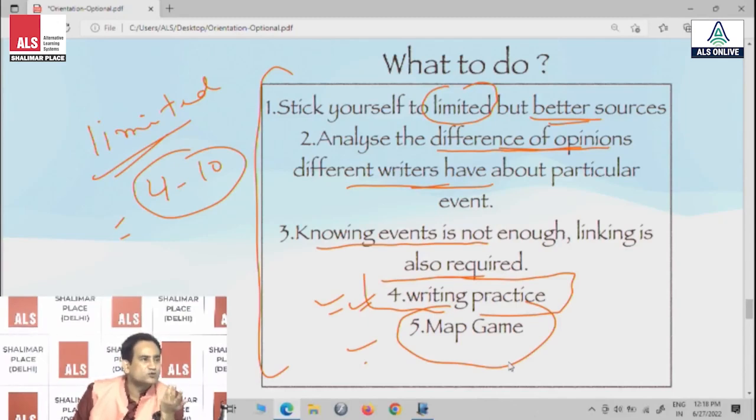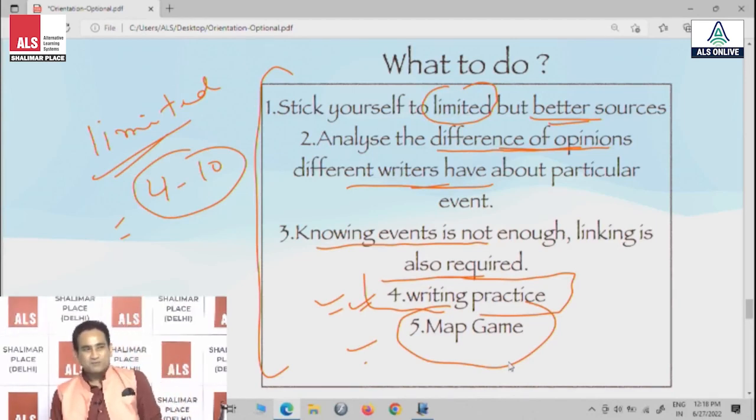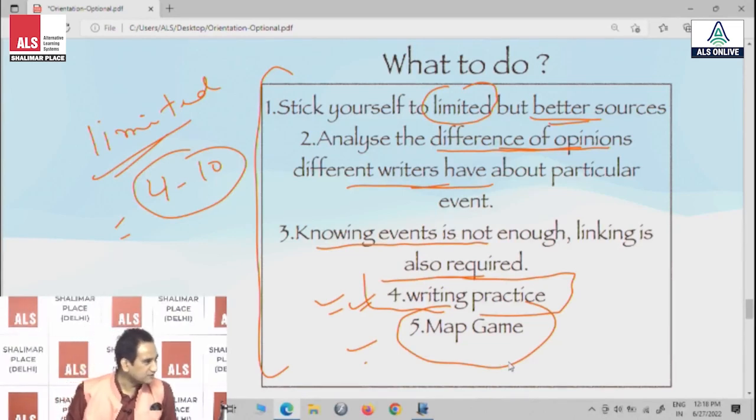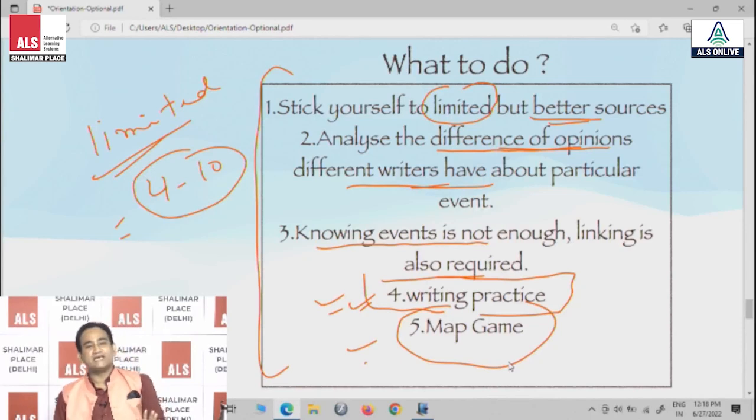Then the second part will be what? Which district of Odisha? Or if you don't know which district, at least you should see north, south, east, west, which part? Are you getting my point? Suppose you know Lucknow in UP, but always concentrate on Lucknow, which part of UP? Are you getting it? So that any site which is near to Lucknow, you can locate. Are you getting my point? So map game is a must.